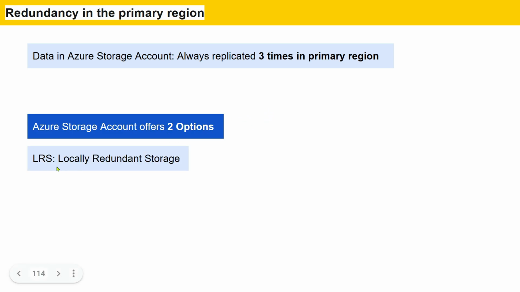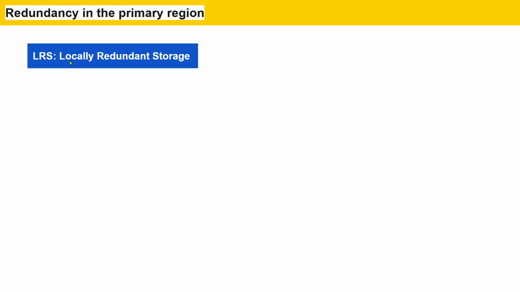Azure Storage offers 2 options. What are those? LRS and the other one is ZRS. LRS is Locally Redundant Storage, and the second option is Zone-Redundant Storage. So Azure Storage offers you 2 options: you can locally make 3 copies, and ZRS means you make 3 copies across zones. Let's see what Locally Redundant Storage means.